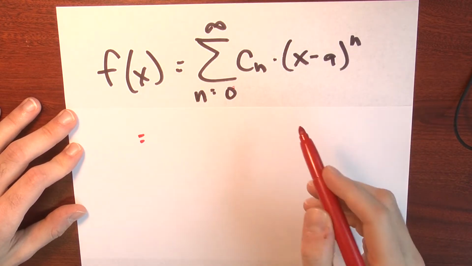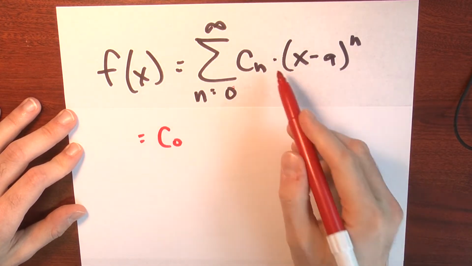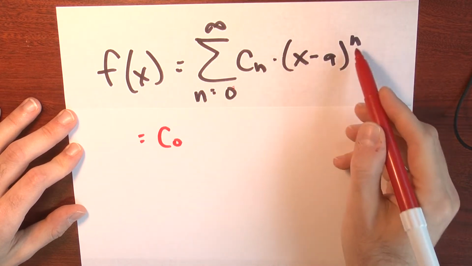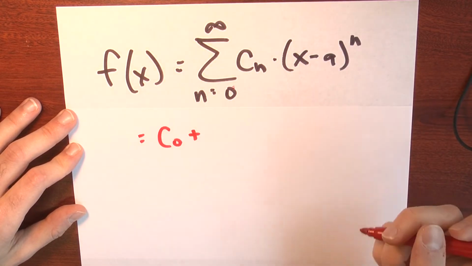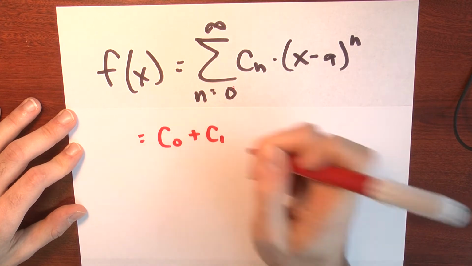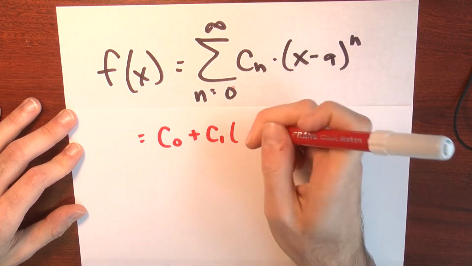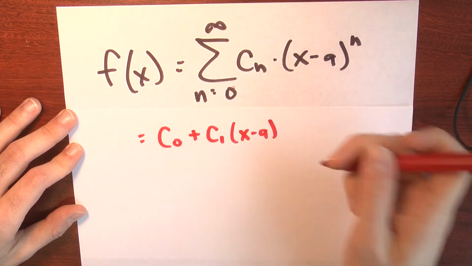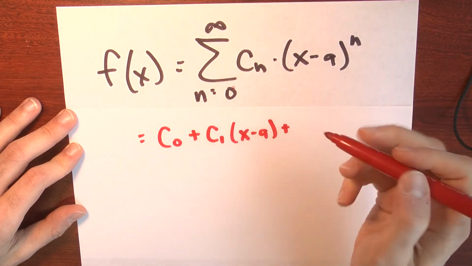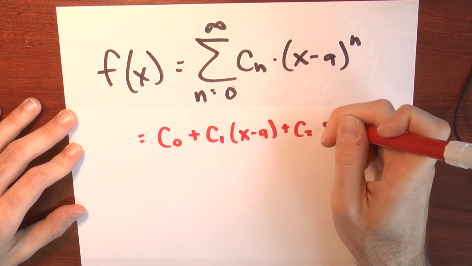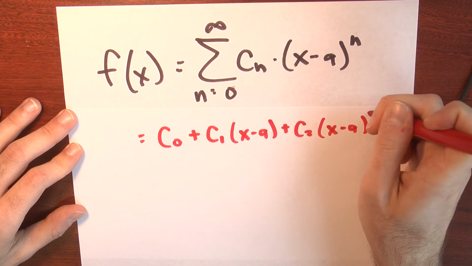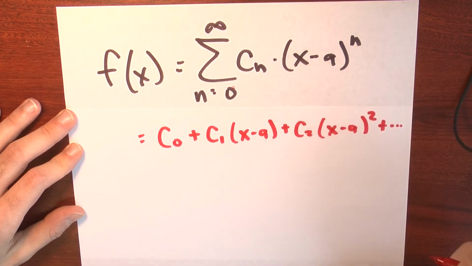When I plug in n equals 0, I just get c sub 0 times 1, because it's something to the 0th power, plus when I plug in n equals 1, I get c sub 1 times x minus a to the first power, plus when I plug in n equals 2, it's c sub 2 times x minus a squared, and then it keeps on going.